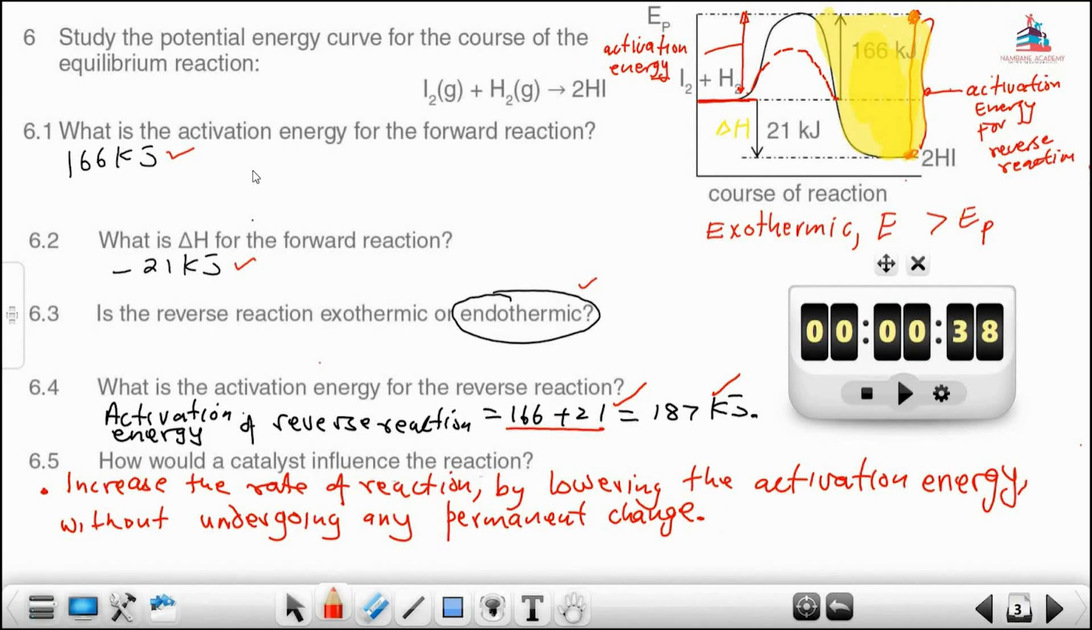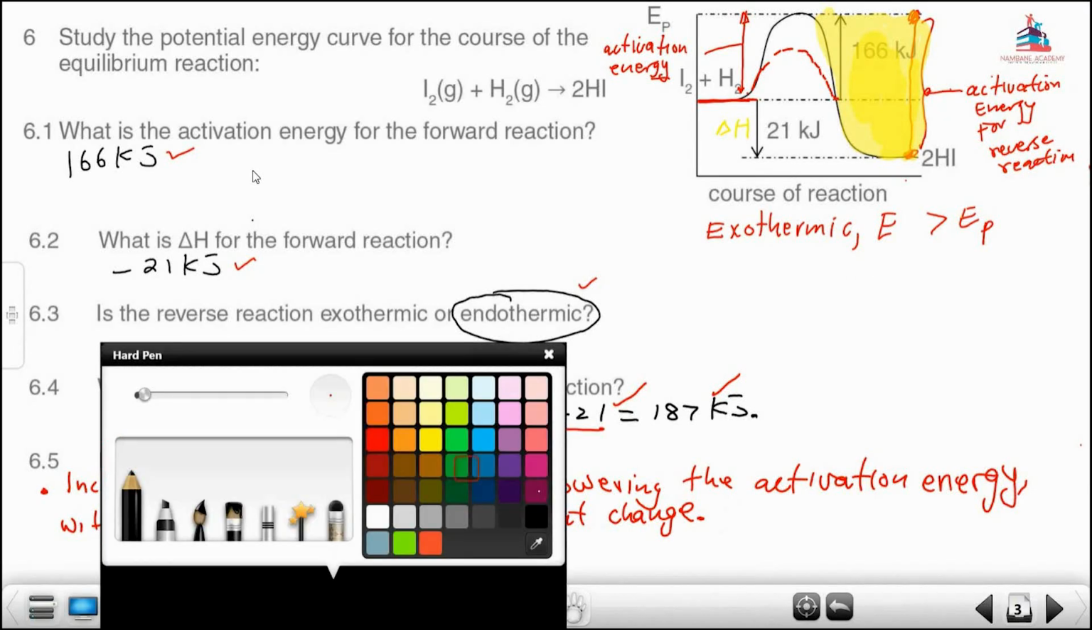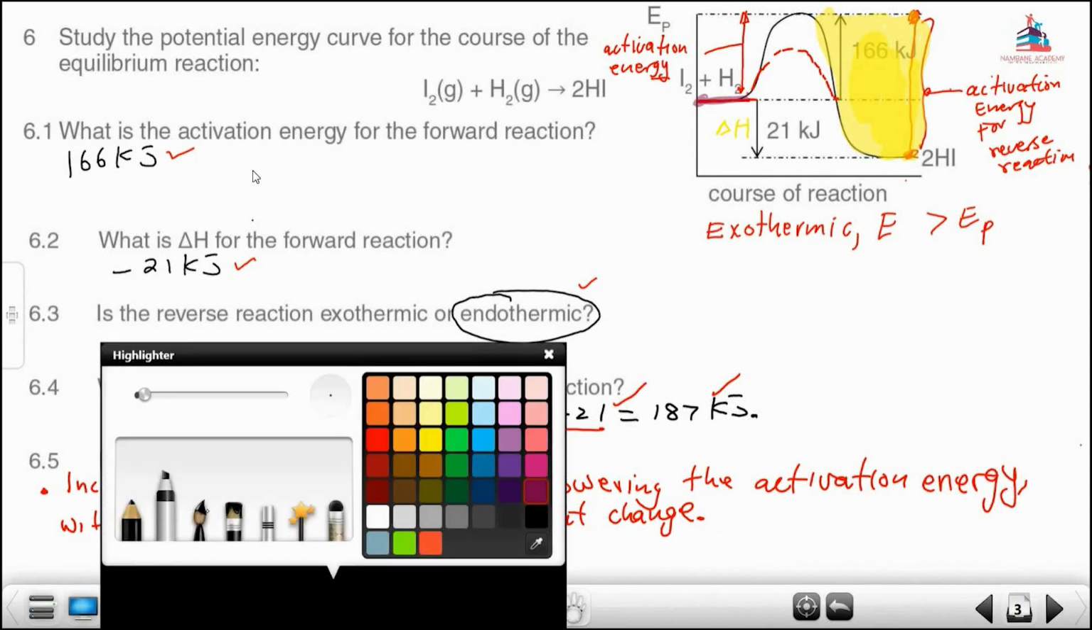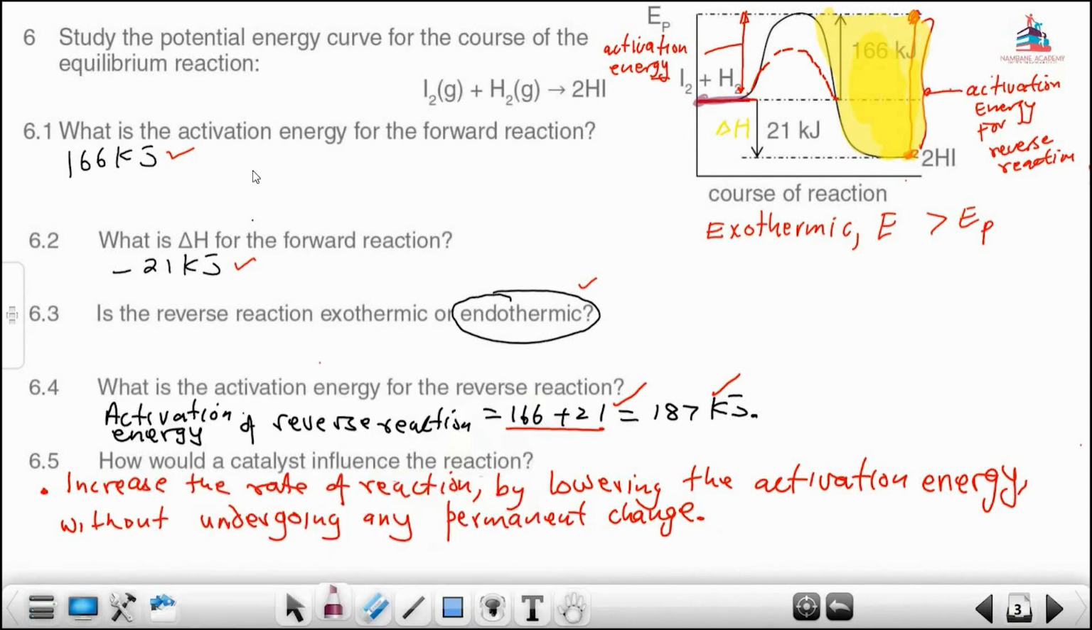Yes, Neil? Yes, sir. On the graph, which point is the energy of the reactants? Energy of the reactants. Yes, sir. Okay. Let me highlight it for you. Let me take this. It's here, big brother. I'm trying to make it bigger for you. Let me make it bigger. On the graph, it's in this section here.